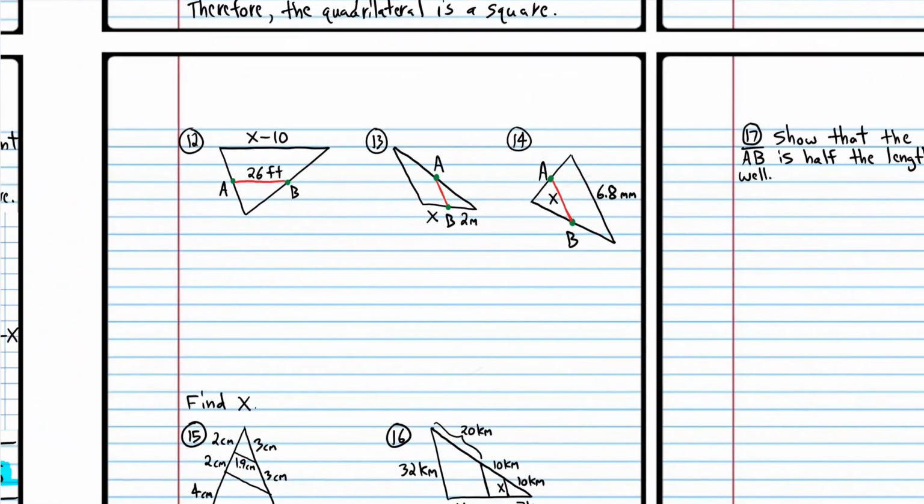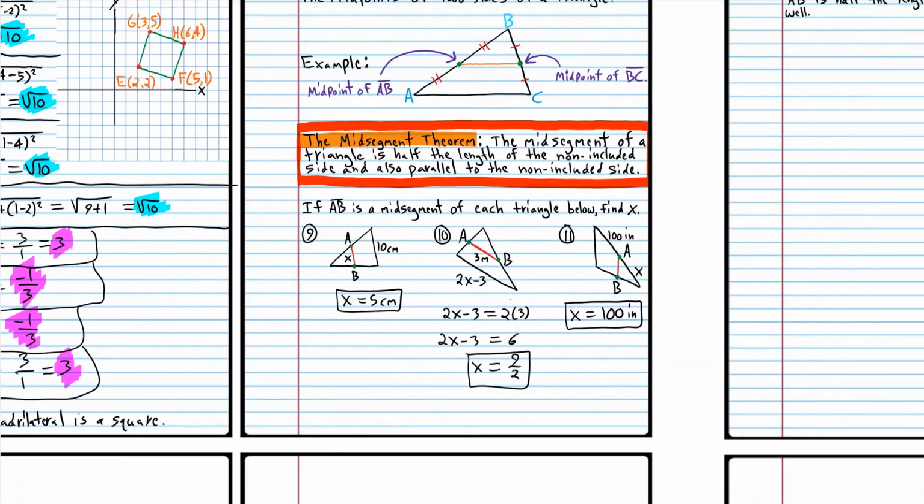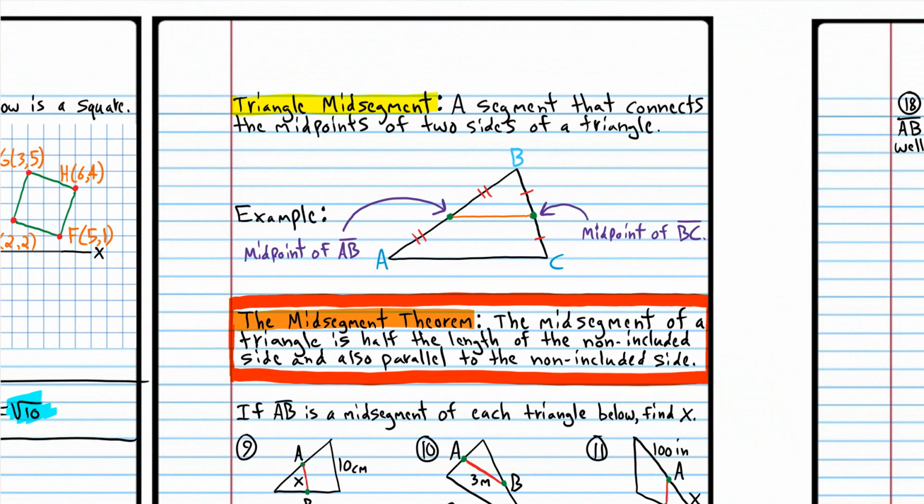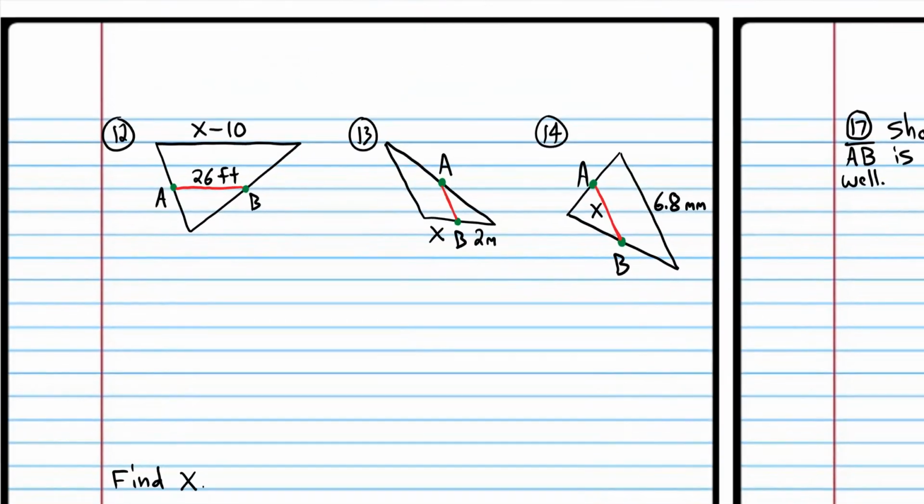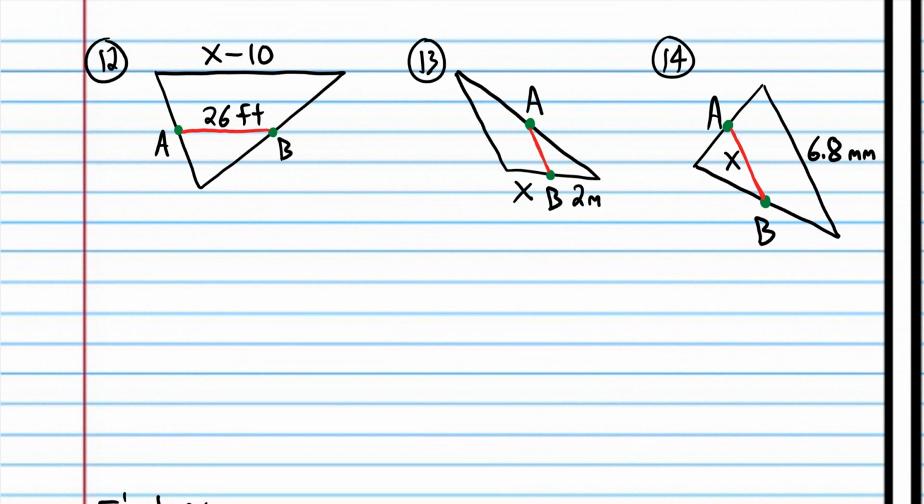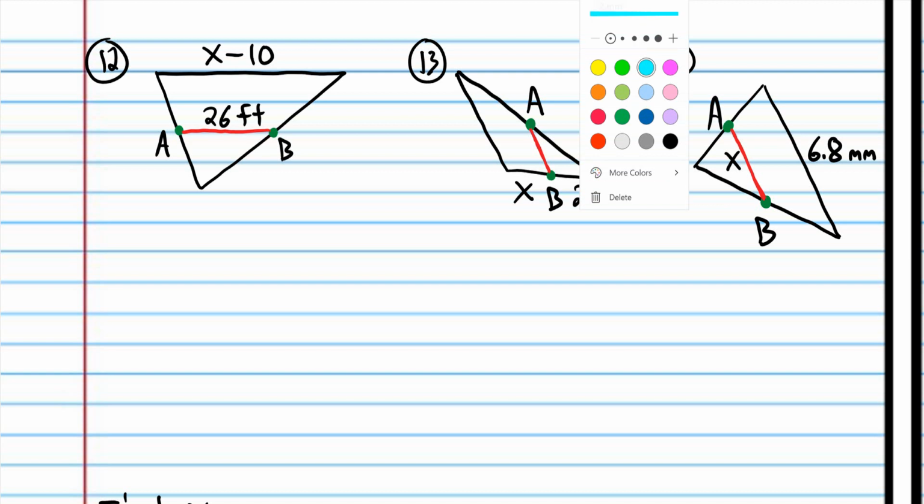All right, so time for you to try some problems. If you didn't get a screenshot of that, go ahead and get a screenshot of that theorem. Try number 12, and when you come back, we'll do it together. Remember, this length is half of this length. Find x. When you come back, we'll do it together. All right, we're back.